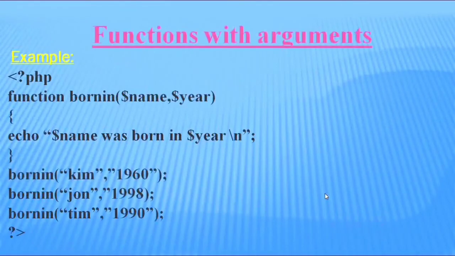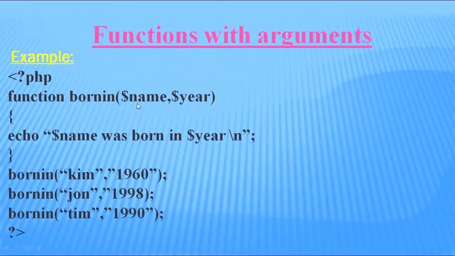Next, function with arguments. PHP functions can also have parameters passed to them. These parameters work like variables inside of our function. So if you look at this, the parameters passed to the function are arguments. Okay. Starting PHP code. Next, function name is bornIn. There are two parameters being passed. One is name, another one is year. Okay. Function start, open bracket. Next statement, echo name was born in year. So the output statement prints this string value, name was born in year. Next, close the function.